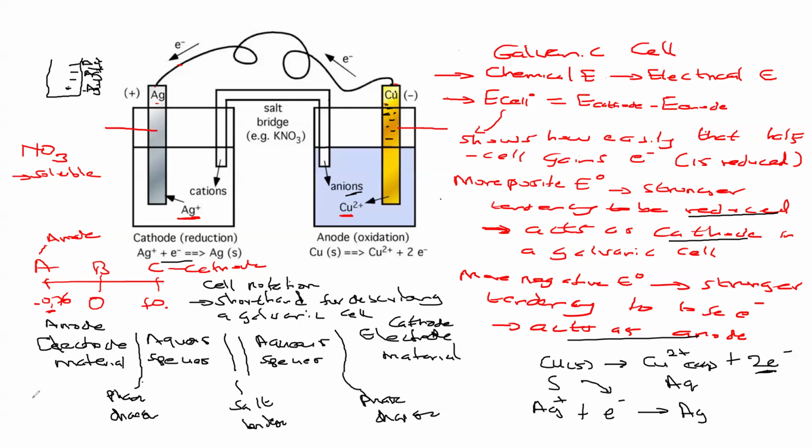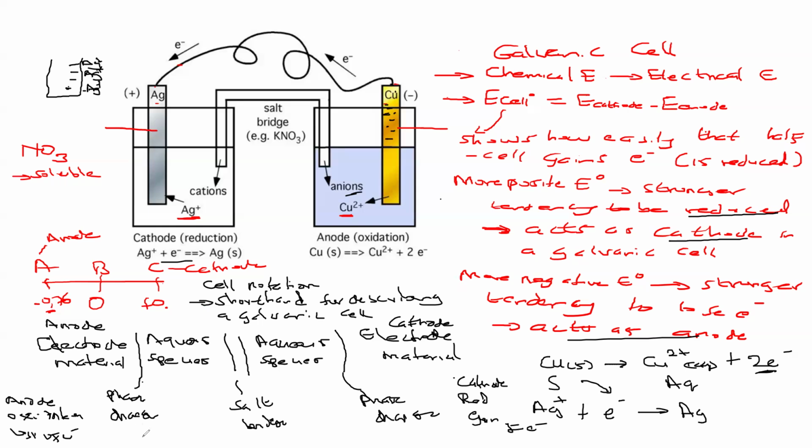We know that in the anode, that's where we are having oxidation, and that's where we are having loss of electrons. And in the cathode, that's where reduction is taking place, and that's where you're having gain of electrons. I hope it makes sense. So we can now try to write this.